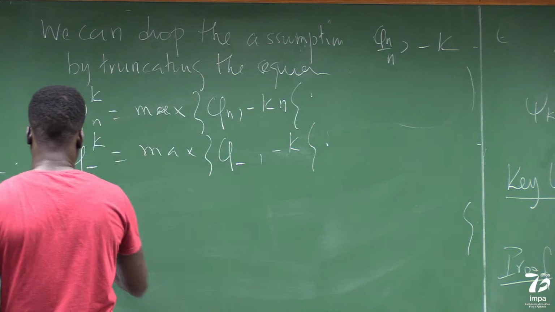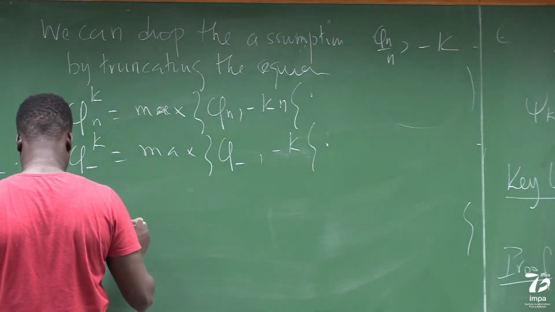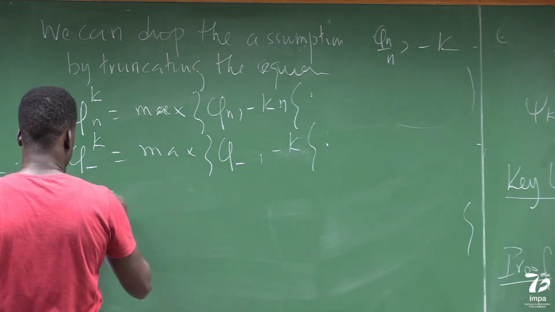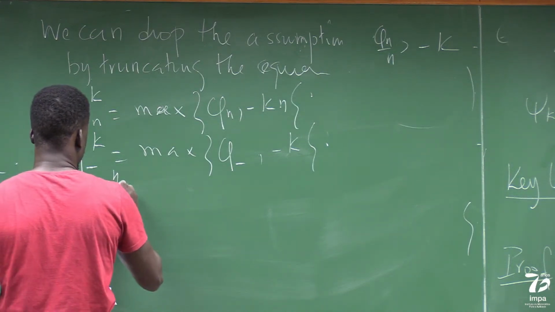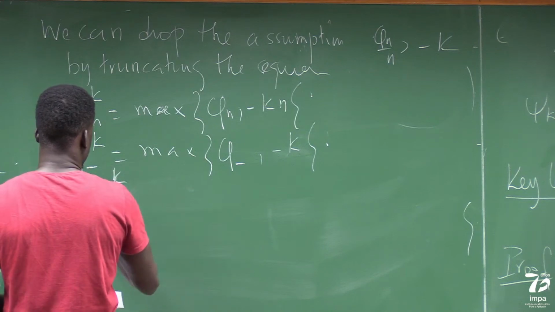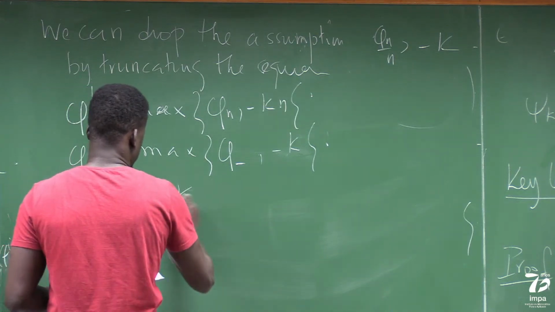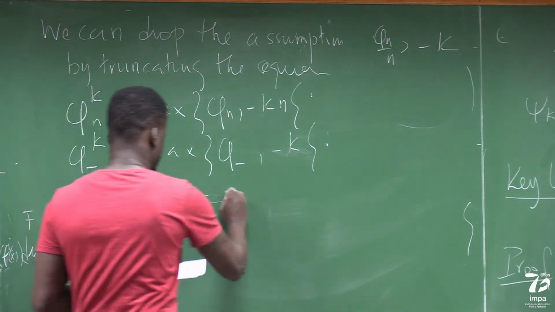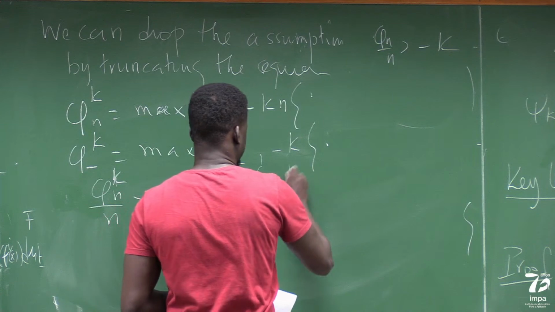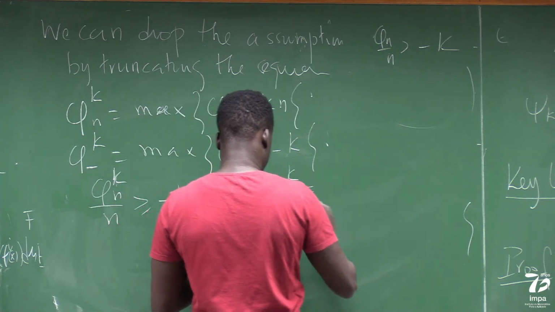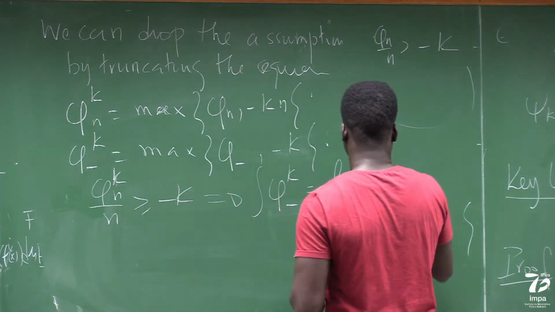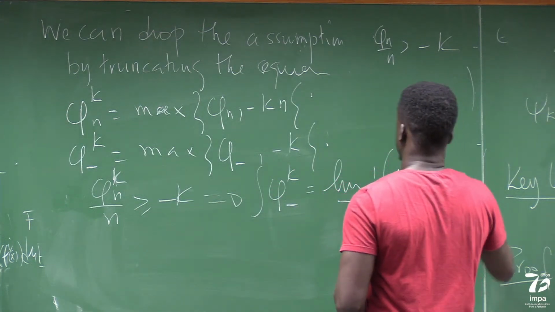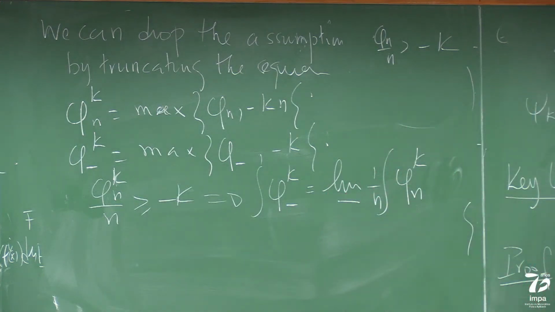You can see that phi n k over n is bigger than minus k, so it has this bounded assumption. So this implies that the integral of phi k minus equals the lim inf of 1 over n, the integral of phi k n d mu. I was dropping the d mu here.